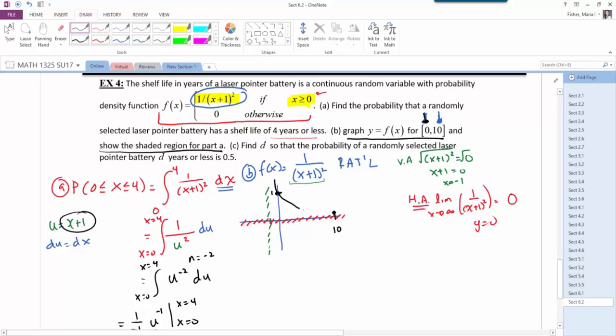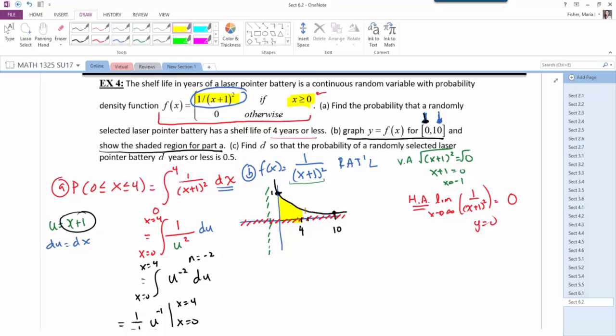So if I just connect those two dots, I know that this is the shape of the graph of f of x equals 1 over (x plus 1) squared from 0 to 10. Now it wants me to show the shaded region for part A. So let's say that right here is 4. So what it's saying is to show that the area from 0 to 4 of this function under the curve represents about 80% of what you would see.